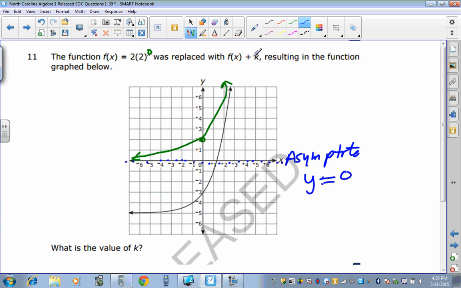Now they want us to do something here, and they're doing something to k. Remember, k is the thing that shifts your function up and down. If I look at this, the horizontal asymptote has been moved to y equals negative 5. So the value of k is negative 5. They've taken that function and shifted it down 5 units.